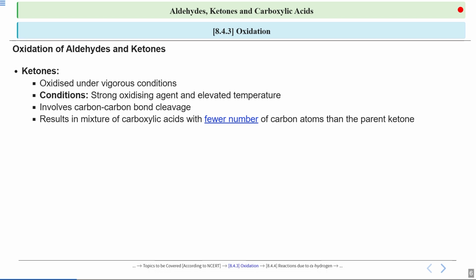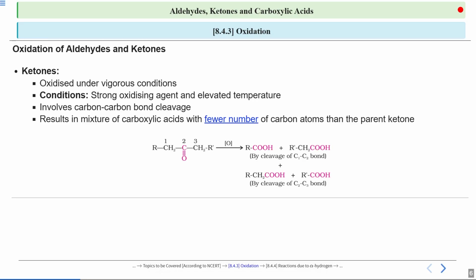This indicates that the carbon chain has been shortened during the reaction. So you need to remember that when you oxidize a ketone, you get a mixture of carboxylic acids, and this mixture has fewer carbon atoms than the original parent ketone. Now, if you look at this particular reaction, things will be more clear.